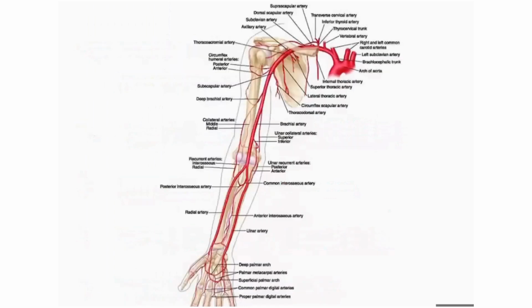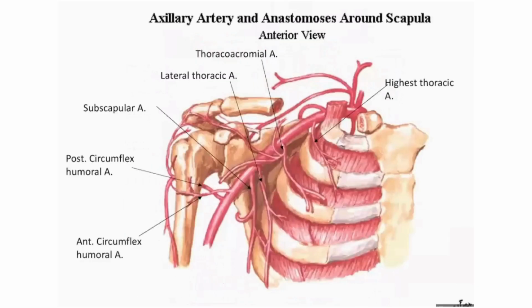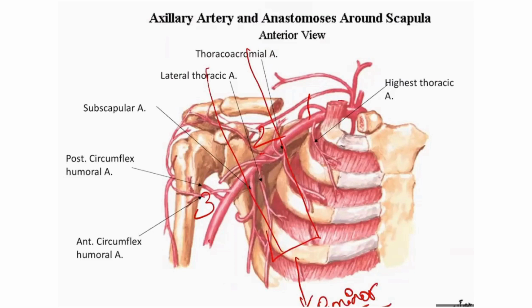Arteries of the upper limb, right? Axillary artery continues as brachial artery, continues as radial and ulnar. Branches of axillary artery. It is divided into how many parts? 3 parts. First part, second part, third part. A muscle divides this, called pectoralis minor. Pectoralis minor divides the axillary artery into how many parts? 3 parts.